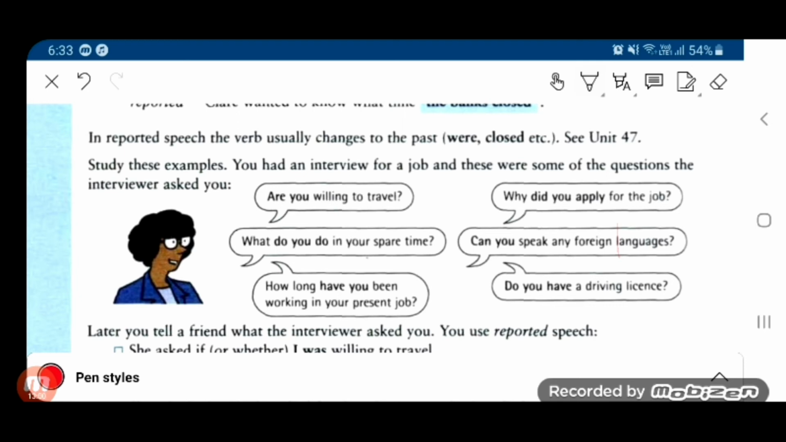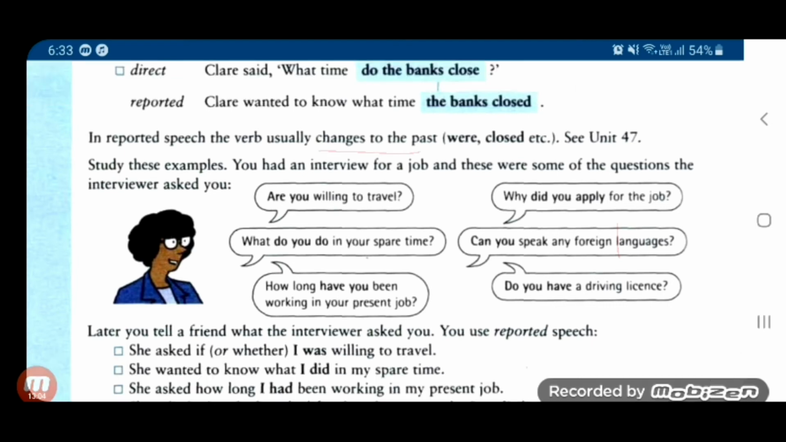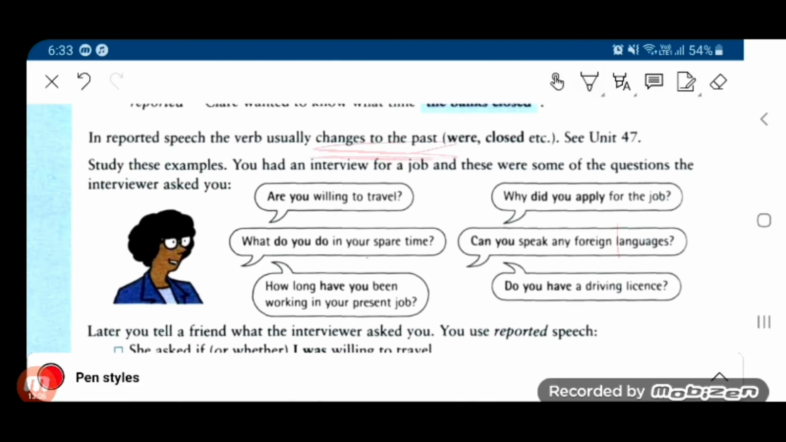So in reported speech, the verb usually changes to the past. As I told you, change to the past. Okay, were closed, that's a form of verb. You can see unit 47. If you are not familiar, you can revise it. Okay, study these examples. You had an interview for a job, and these were some of the questions the interviewer asked you.